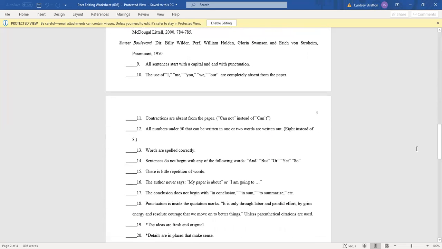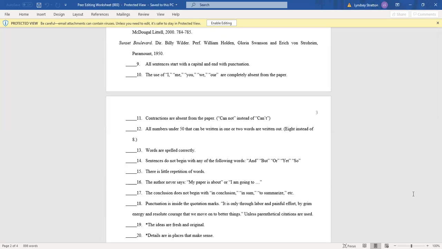All sentences start with a capital letter and end with punctuation. It might sound silly, but you would be surprised how many I get that are not this way. The use of first and second person are completely absent from the paper. I, me, you, we, our, us. Okay, you are using third person: they, them, their, readers, viewers, listeners, watchers, persons, people.